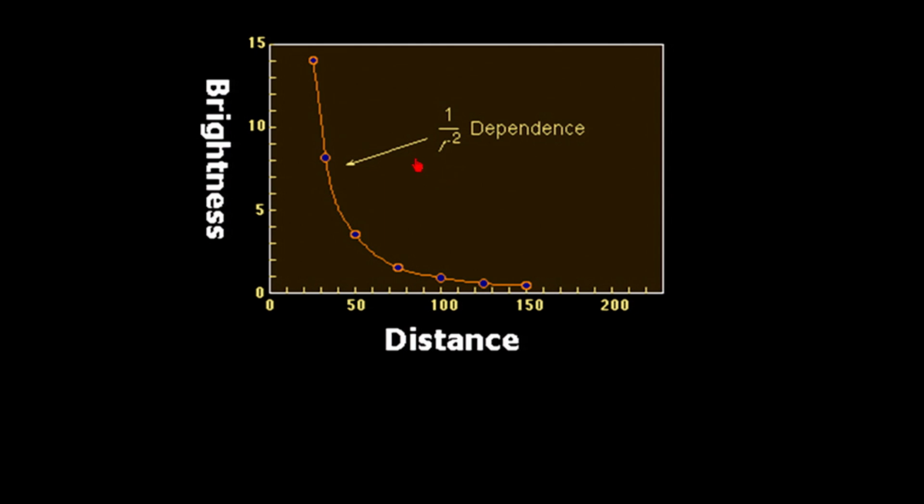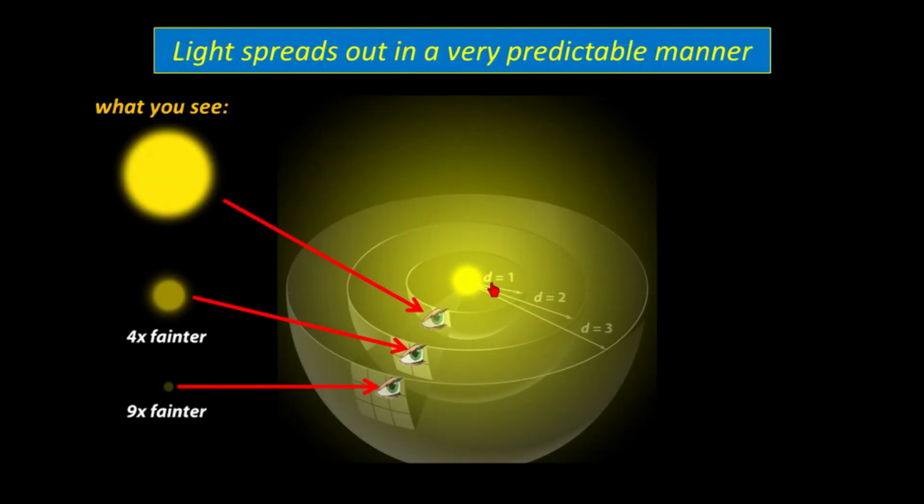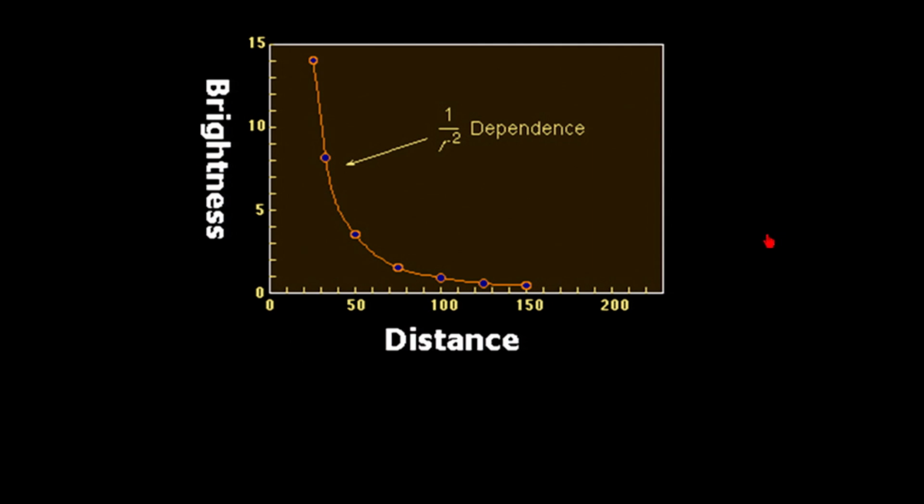Now what that means is that the brightness that you perceive is becoming fainter by the square of the increasing distance. If we go back to the previous slide, what you'll notice is that when you are twice as far away, the star looks 4 times fainter, or 2 squared, or when you are 3 times as far away, the star appears to be 9 times fainter, or 3 squared. So there's very, very obviously a 1/r² dependence between the brightness that you see and the distance between the observer and the source.